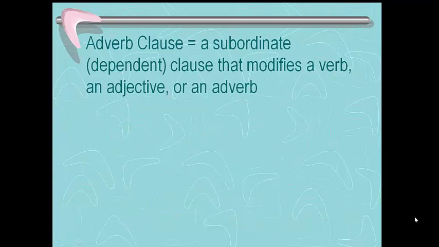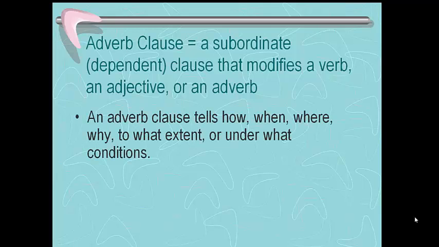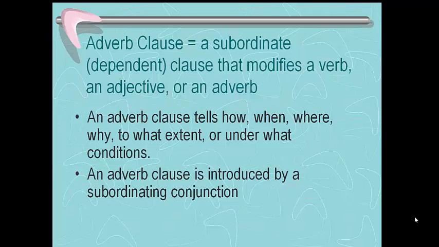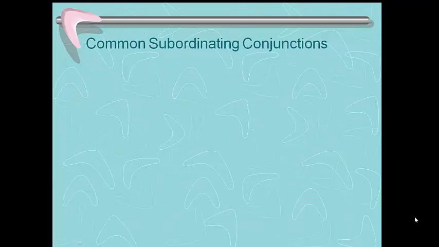The second thing we're looking at is an adverb clause. An adverb clause is a subordinate or dependent clause that modifies a verb or an adjective or another adverb. An adverb clause tells how, when, where, why, to what extent, or under what conditions. An adverb clause is introduced by a subordinating conjunction.